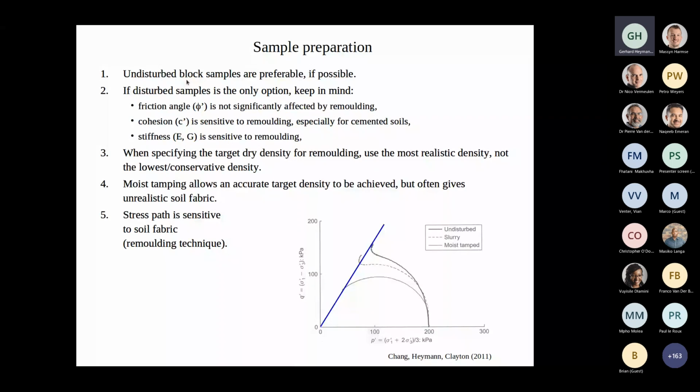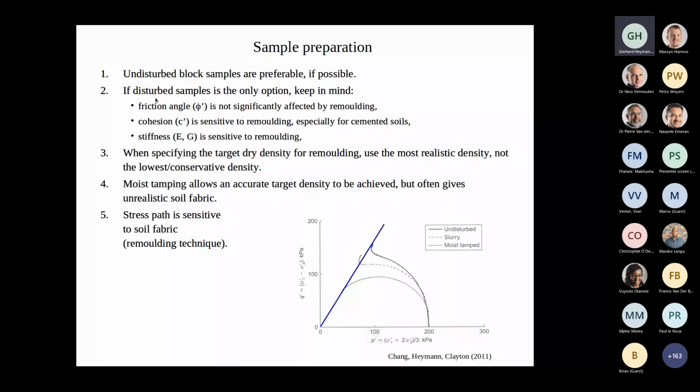So now we see we can't take a block sample. We need to take a disturbed sample. What are the implications? Let's ask, what is the effect of remolding a sample? Remolding could be compaction, it could be moist tamping, it could be pluviation. What is the effect of remolding our sample on the parameters that we are generally interested in?